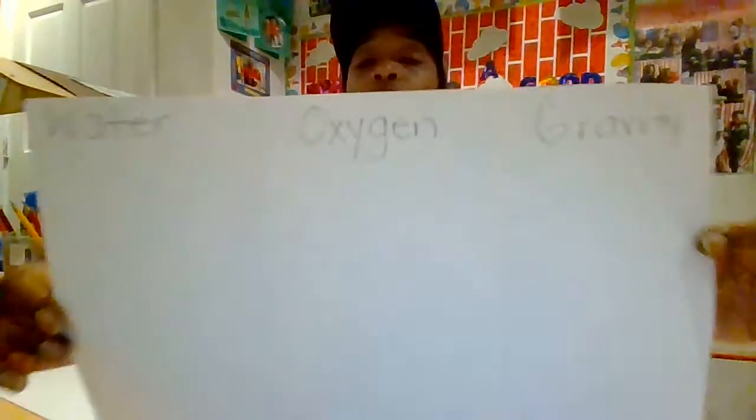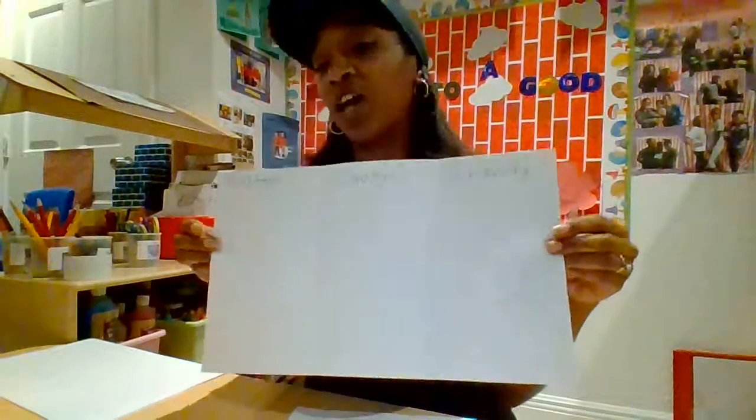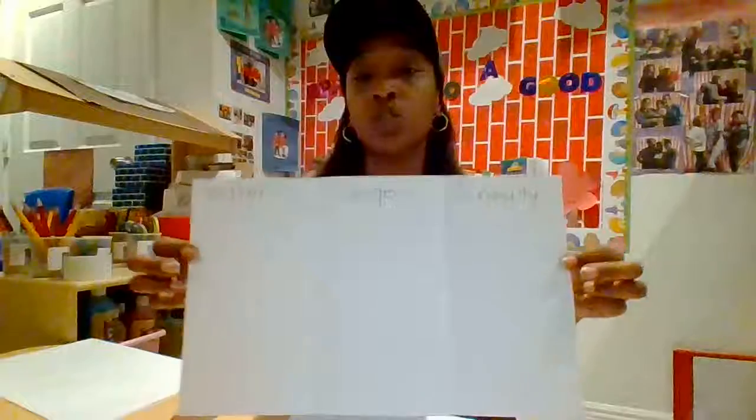The second objective is students will be able to identify the use of oxygen, gravity, and water. Now, this can also be done through a verbal back and forth conversation, or you can do it through an art activity in which you give a child a paper split in 3 with water, oxygen, and gravity written on it. And you ask the child to draw a picture of how they use each of these elements.